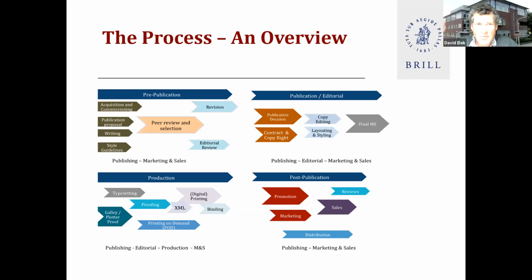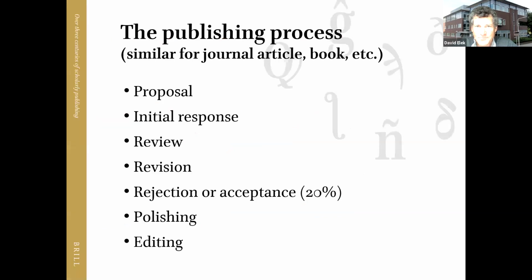I'll continue. So pre-publication involves various things like acquisition, proposals, peer review, and so on. Then there is publication. Brill publishes the book or the article. Then the post-publication section, which could involve promotion and marketing. We'll look into all these areas later. And reviews and sales. So there's a whole process. It's quite a lengthy process.